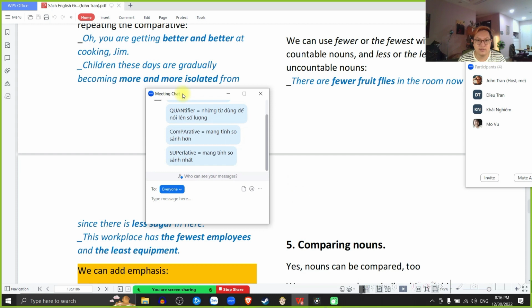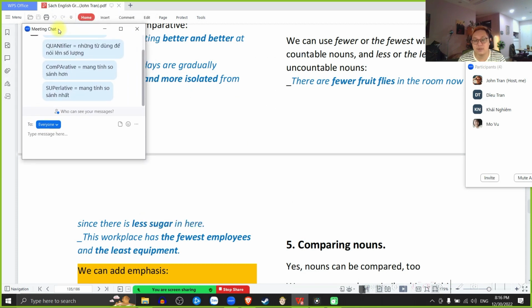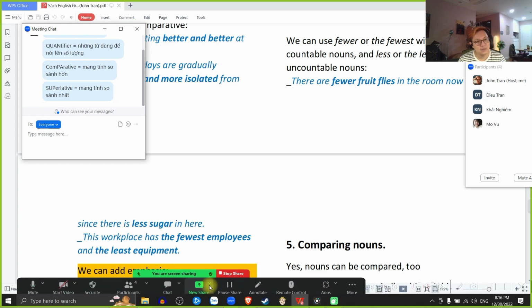There are fewer supplies in the room now, since there is less sugar in here. There's less sugar in there. This workplace has the fewest employees and the least equipment. Equipment chứ không phải equipment nha. Chữ e tiếng Anh đọc là mà. So in English, yeah.